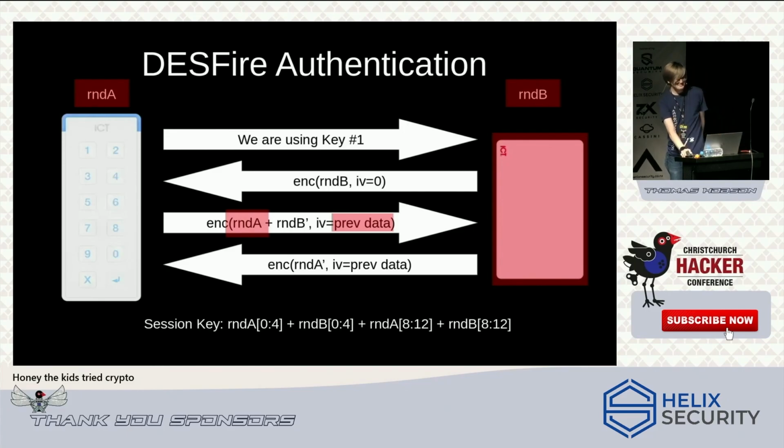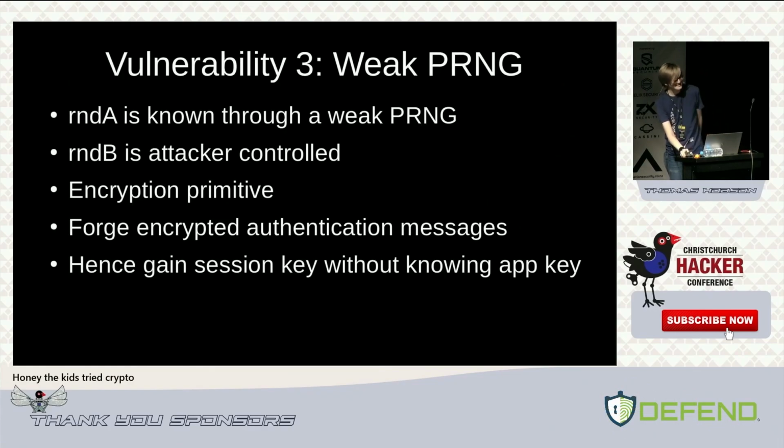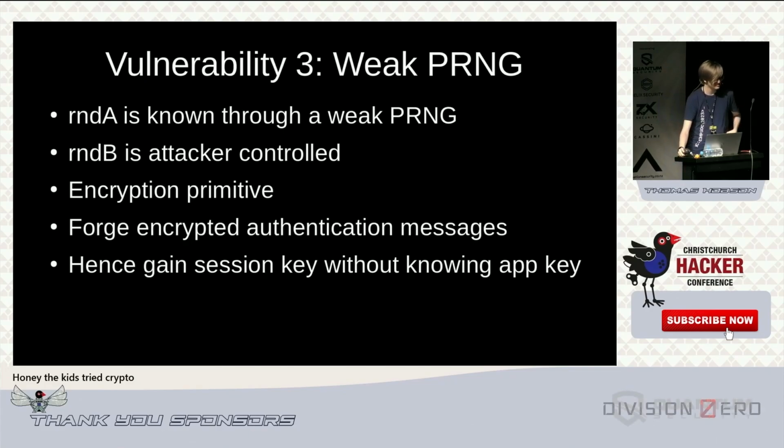So that's pretty weak. And so for vulnerability 3, we know random A through a weak random number generator, random B is attacker controlled, and we have that encryption primitive. So then we can forge an authentication session, and we can get session keys without knowing the app key, which will allow us to present credentials to the reader without knowing any of the keys.